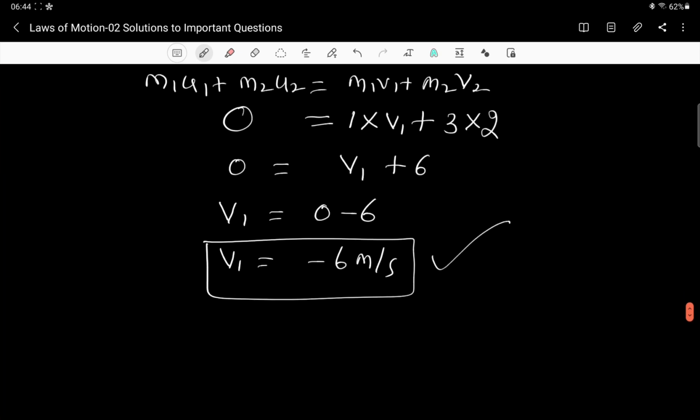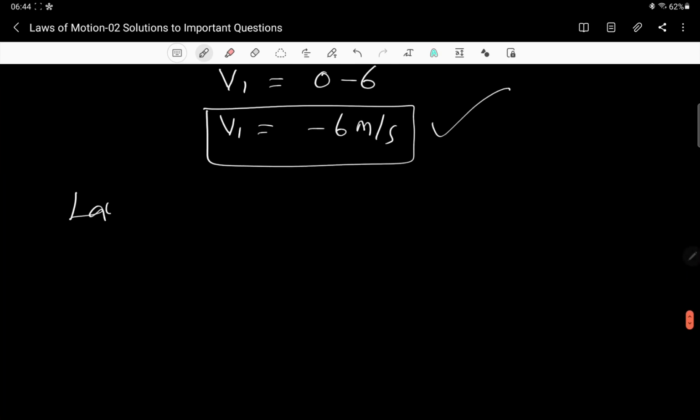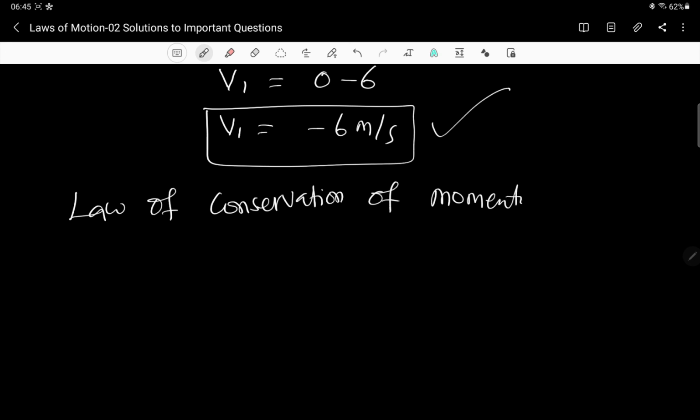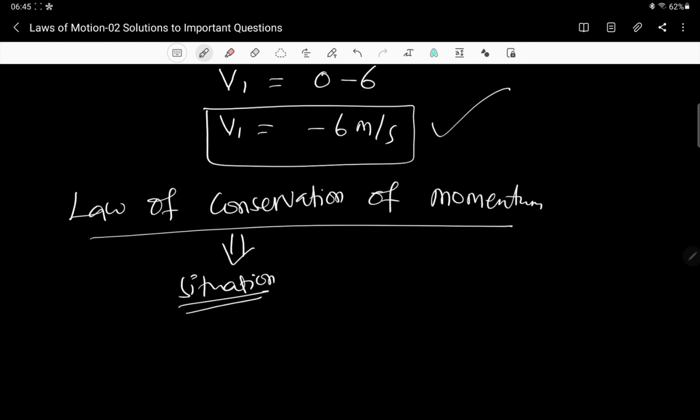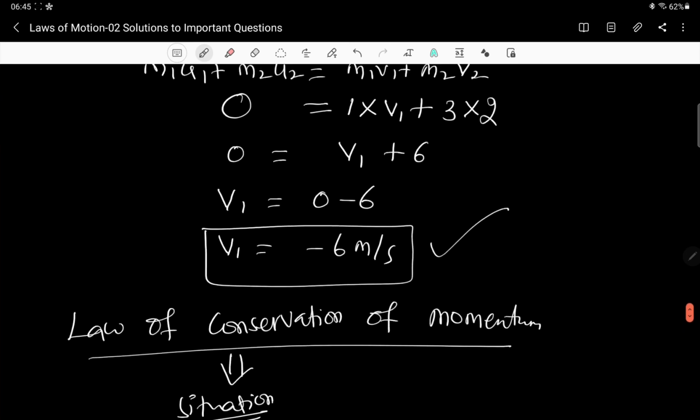So applying this law of conservation of momentum, whatever this law is, applying this formula according to the situation, you have to find in which situation you have to take plus, minus and all. So if you apply this, then you should be able to solve all the numericals.